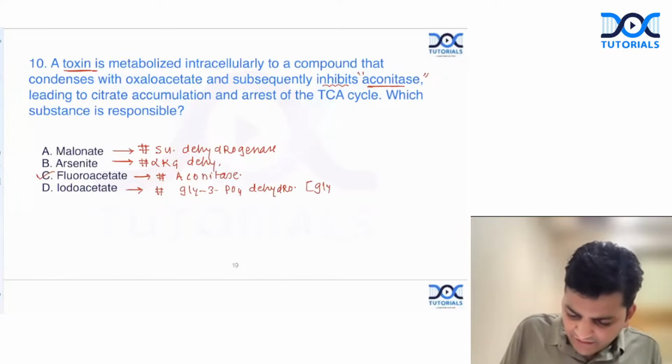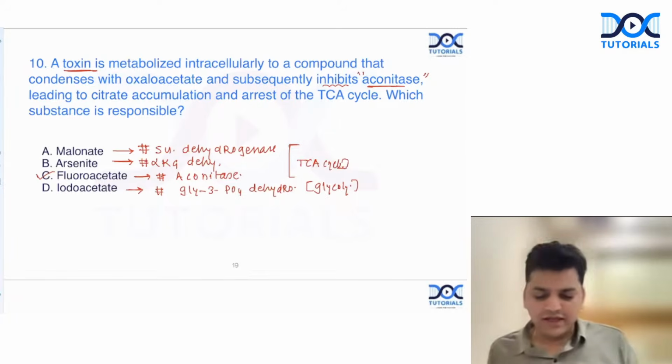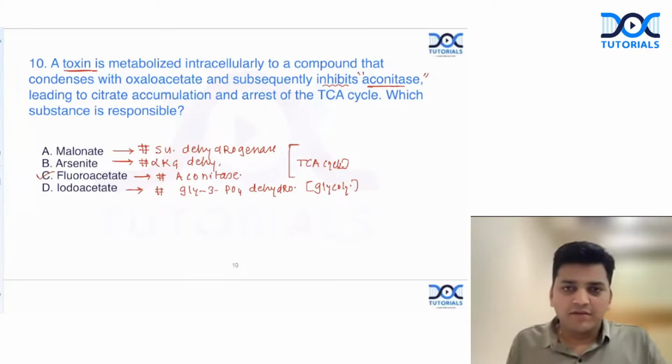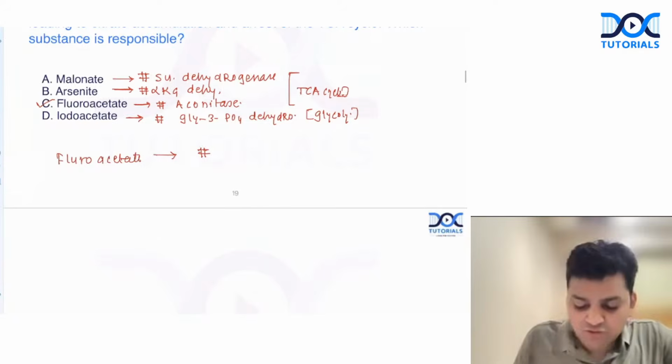That we have discussed in the glycolysis. And these are the three we have discussed in the TCA cycle. So they're asking that fluoroacetate inhibits what? It inhibits aconitase. But now I have a question for you. Can you tell me that fluoroacetate sometimes can stop the glycolysis also? Which enzyme of the glycolysis can be stopped by fluoroacetate?